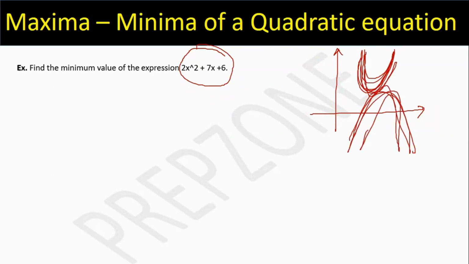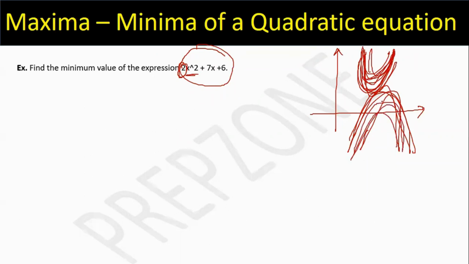How do we decide whether this is a parabola facing upward? We decide this basis the sign of A. So if the coefficient of x square is positive, then it will always open upward. If the coefficient of x square is negative, it will always open downwards, right?